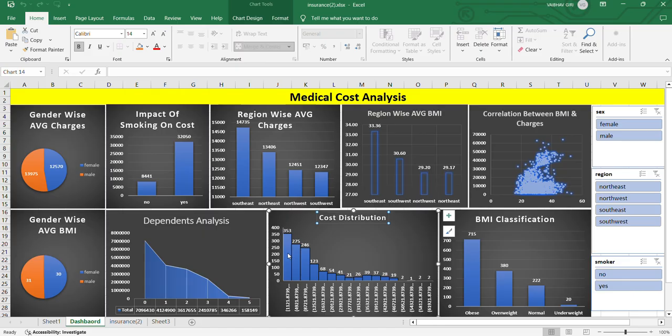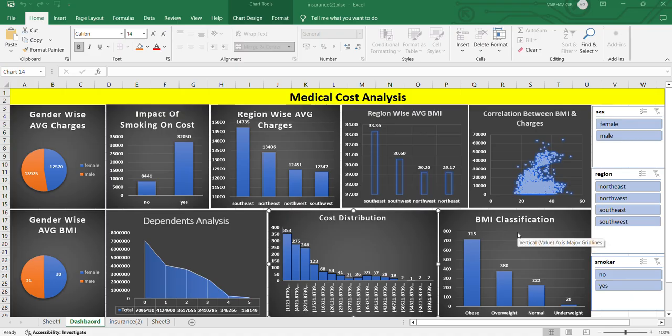The most common bracket is the first one, which has 353 people. The second most common bracket has 275 people, and so on. So most people have a lower medical cost, but fewer cases with very high expenses increase the average. So that's the analysis we found in this cost distribution analysis.